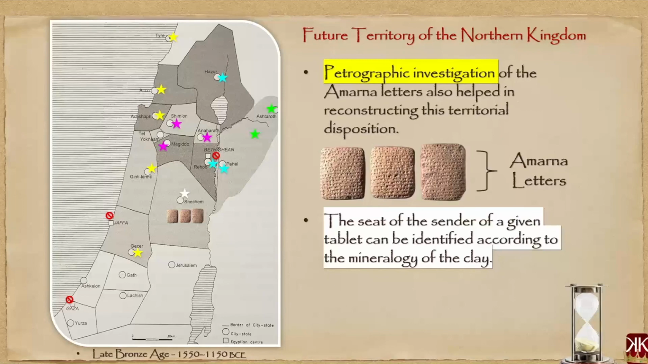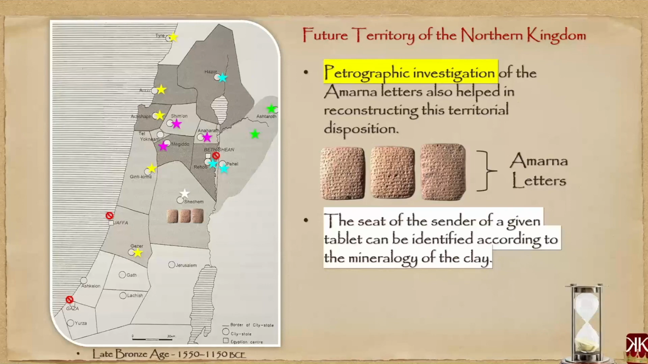So, in other words, the mineralogy of the clay should fit the geological formations in the vicinity of the seat of the sender. So, yes, this is how we determine, or how they have determined. I'm not an archaeologist. Okay.